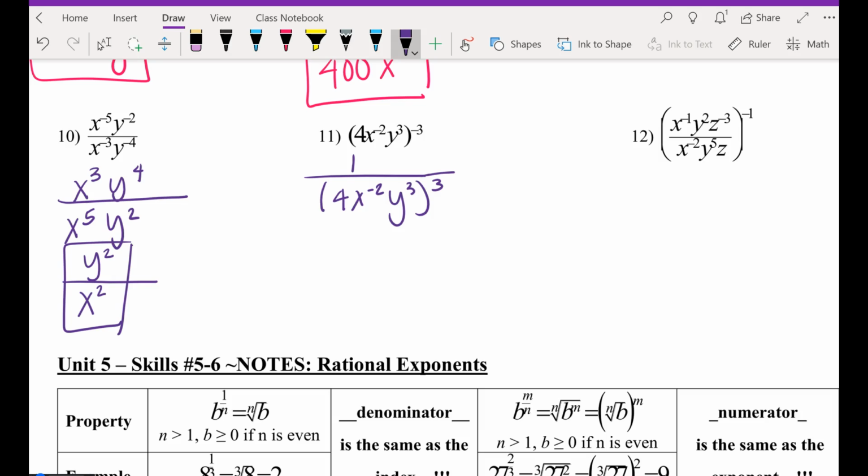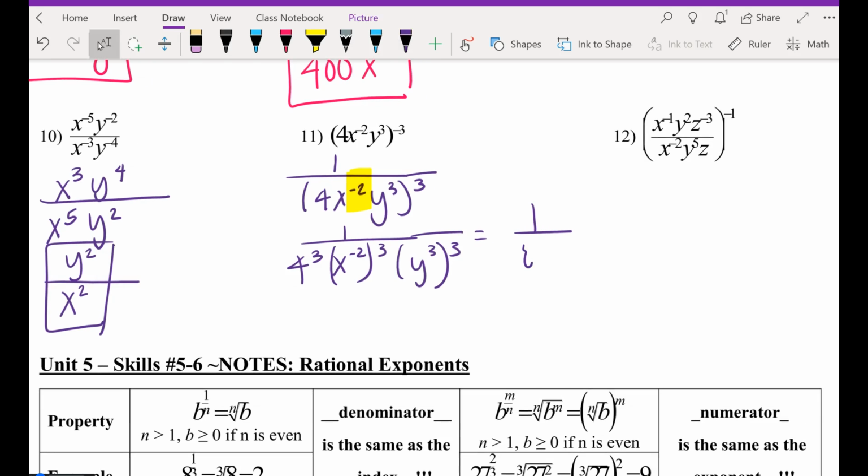Okay. Guys, if you flipped first, I want to be very cautious with this. Can you see that this is still a negative power right there with the x? Because we only flipped it for the outside negative 3. Okay. So now we can distribute. This is 1 over 4 to the 3rd, x to the negative 2 to the 3 power, then y to the 3rd to the 3rd power. Okay. This becomes 1 over 4 to the 3rd is what, James? Thank you, sir. 64. X to the negative 2 to the 3rd power, Lena, is what? Good. Y to the 3rd to the 3rd, McKenna.